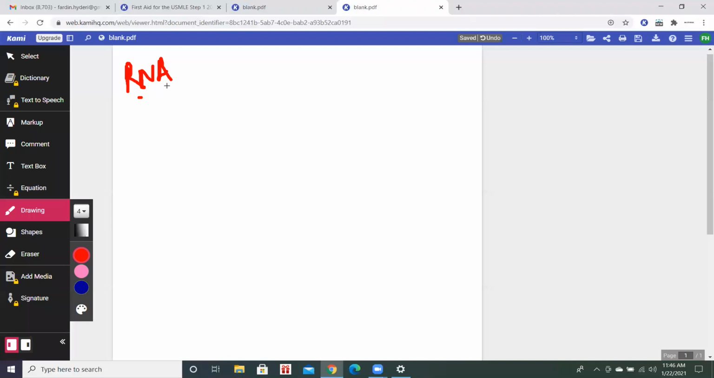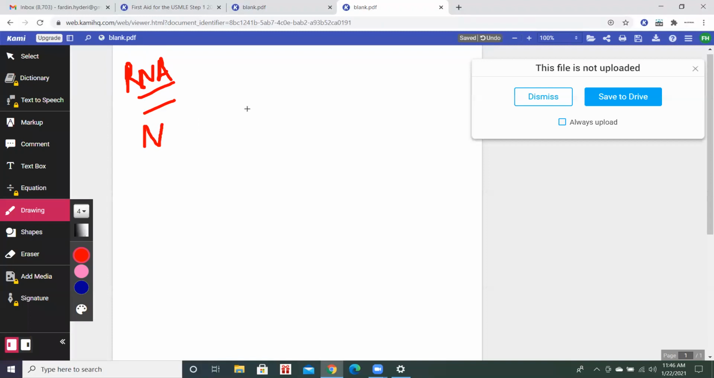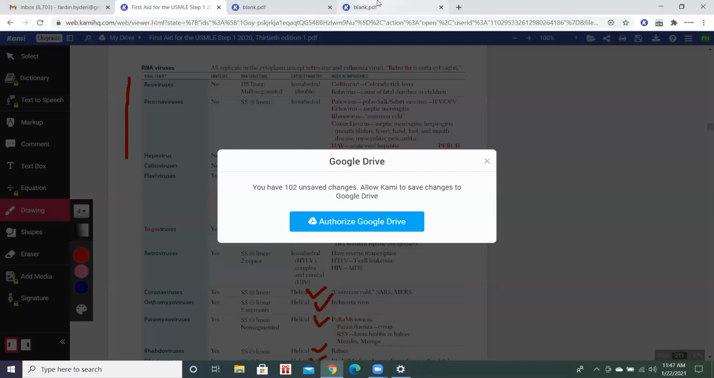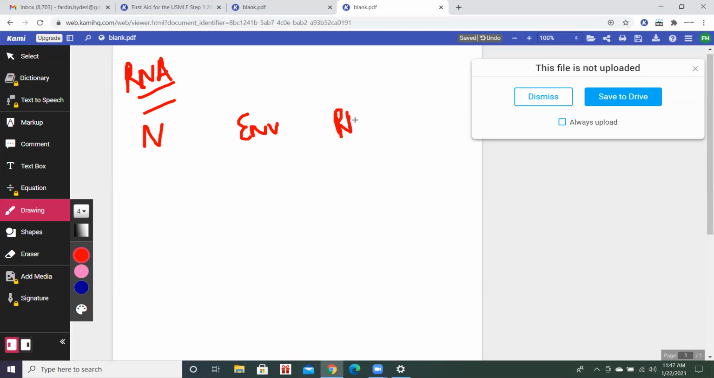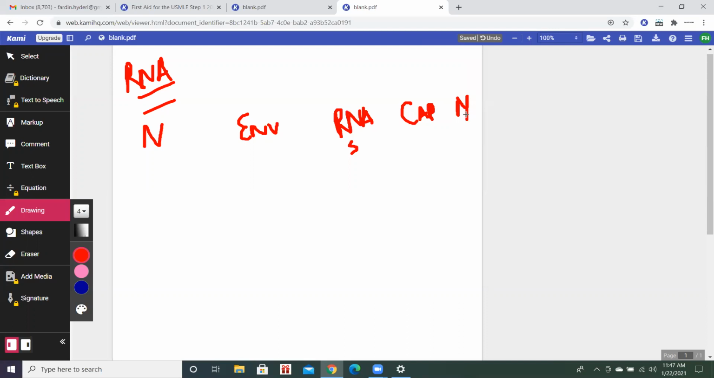Just as how we discussed the DNA viruses, we will be discussing the RNA viruses now. First of all, we'll talk about the name of the virus, whether the virus is enveloped or not enveloped, just exactly as it's here. We'll learn this over here. Then we'll talk about the structure of the RNA, then the capsid, and then the medical importance.